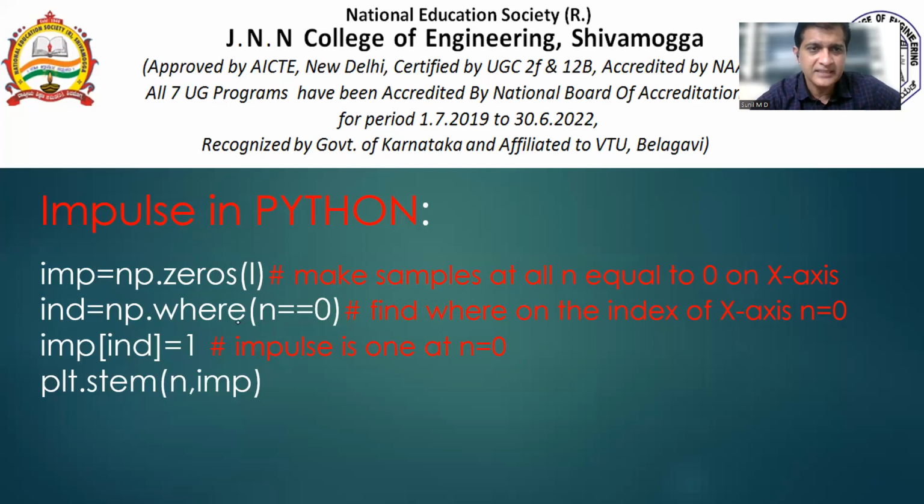For the second line, you have to select the index where n equal to 0. Then the impulse function at that index needs to be made 1. So find where on the index of the x-axis n is 0, and then make that index 1. Then you go for plotting.